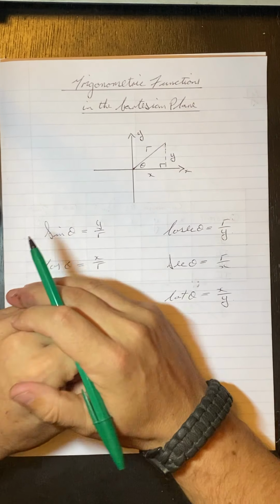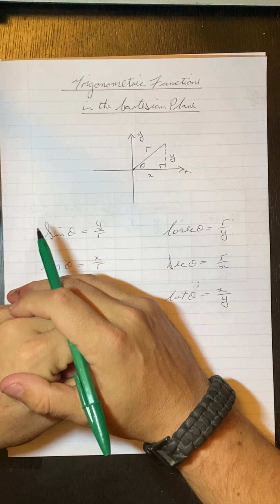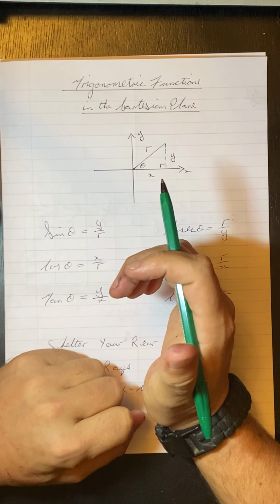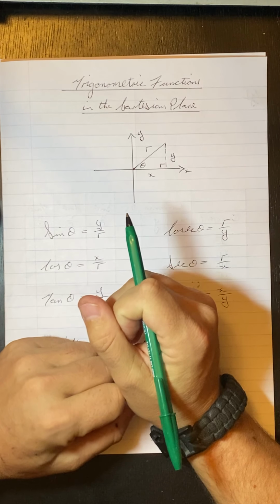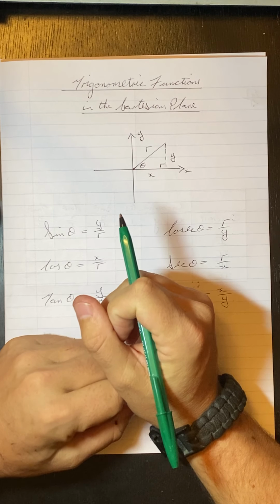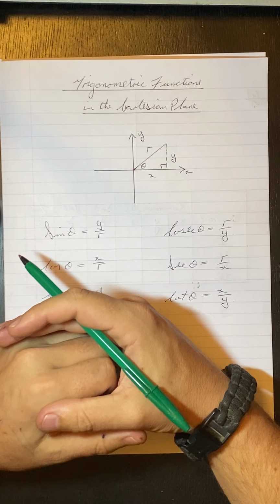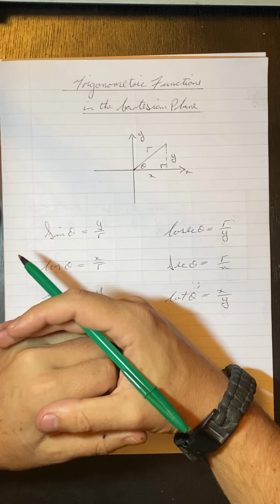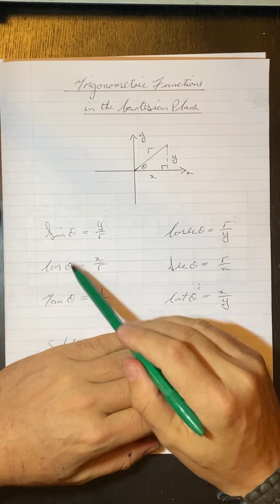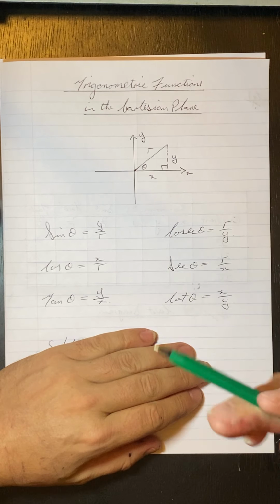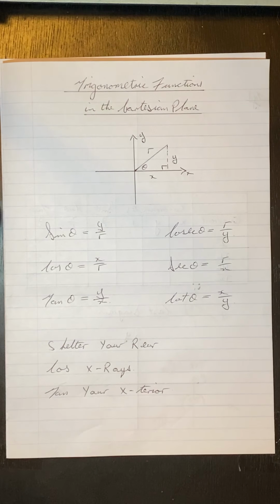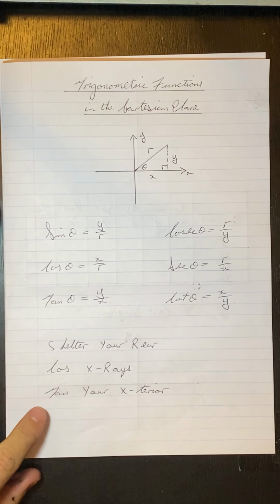Now, you remember we learned that silly little rhyme: Silly old hens cackle and hackle till old age. That helped you remember what they were in terms of opposite, adjacent, hypotenuse. We have another little rhyme to help us remember what it is in terms of x, y, and r. And it is this: Shelter your rear.